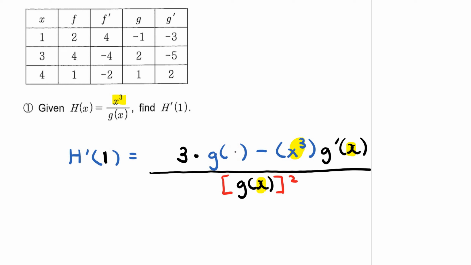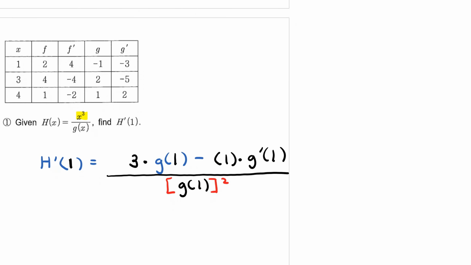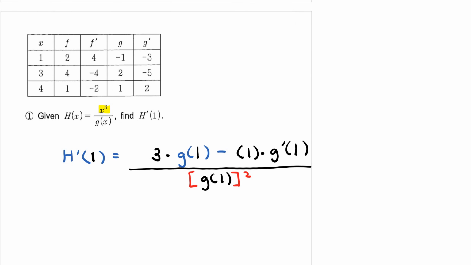And then I have g of 1. And then I have a 1 cubed. So if I erase that, I just get a 1, right? So 1 cubed is just 1. And now I have g of 1. And then I also have on the bottom here g of 1 all squared. Okay, so this kind of helps. Let me write out h prime of 1 over here because I'm running out of space here.